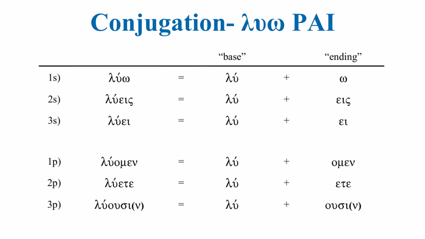And this applies to any tense that you're given. But the only key is that you have to use the endings for the voice that they have told you to use. If the voice is middle, you have to go to the middle endings. If the voice is passive, you use the passive endings. If the voice is active, as in this case, you use these endings: o, s, ei, omen, ete, usin. So this is how you conjugate the word luo.